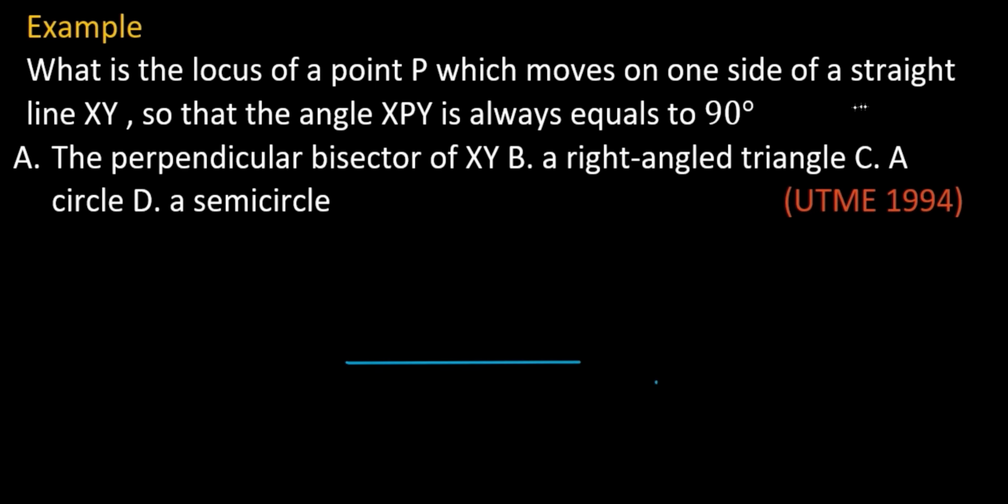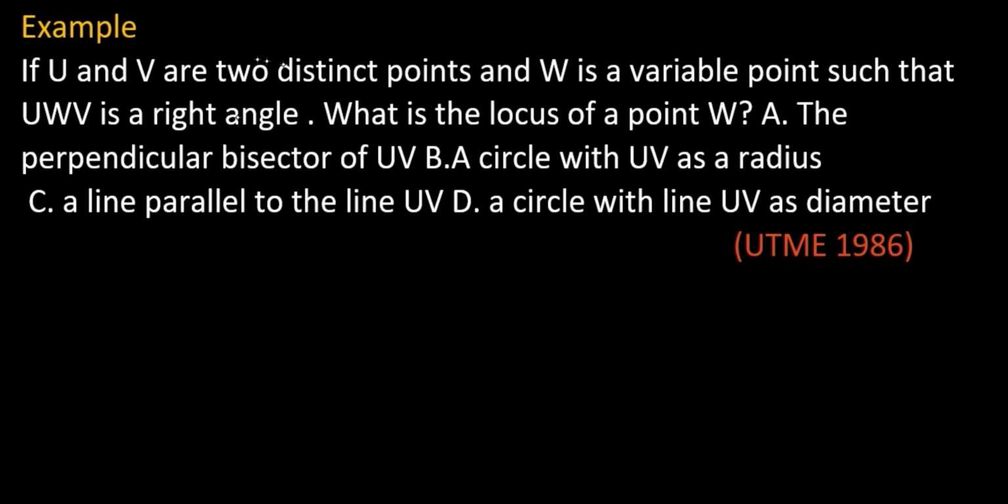What is the locus of a point P which moves on one side of a straight line XY so that the angle XPY is always equal to 90 degrees? This is a semicircle. Option D is our answer. We just did it now.